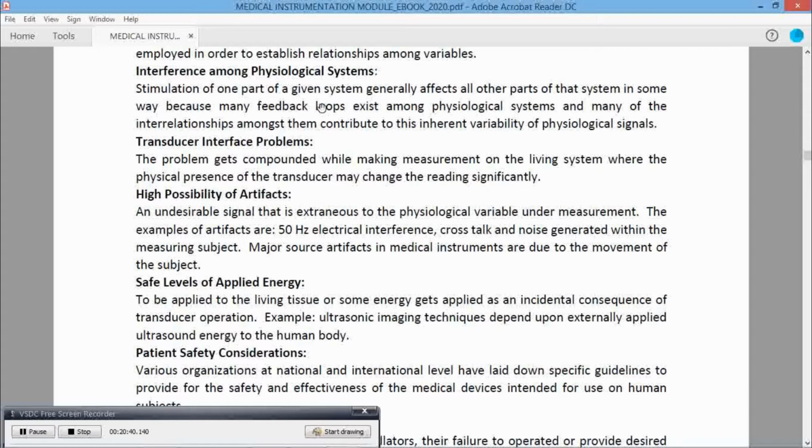Stimulation of one part of a given system generally affects all other parts of the system in some way, because many feedback loops exist among physiological systems. So this is also another challenging part. That means you will have interference from other physiological systems which are nearby.